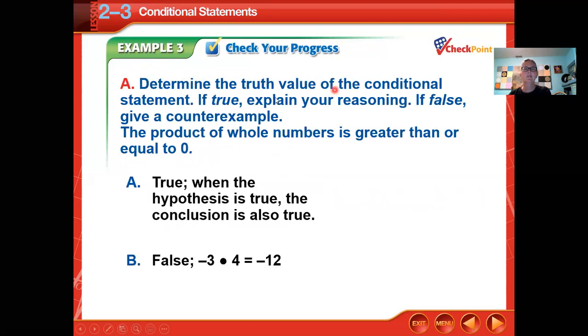Determine the truth value of the conditional statement. If true, explain your reasoning. If false, give a counterexample. The product of whole numbers is greater than or equal to 0. Remember that whole numbers are all of the counting numbers plus 0. So the answer is true because the hypothesis is true. If I have the product of whole numbers, that means I'm multiplying 0 times any counting number, or I'm multiplying counting numbers. They're always going to be positive. This counterexample is bad because -3 isn't even a whole number.